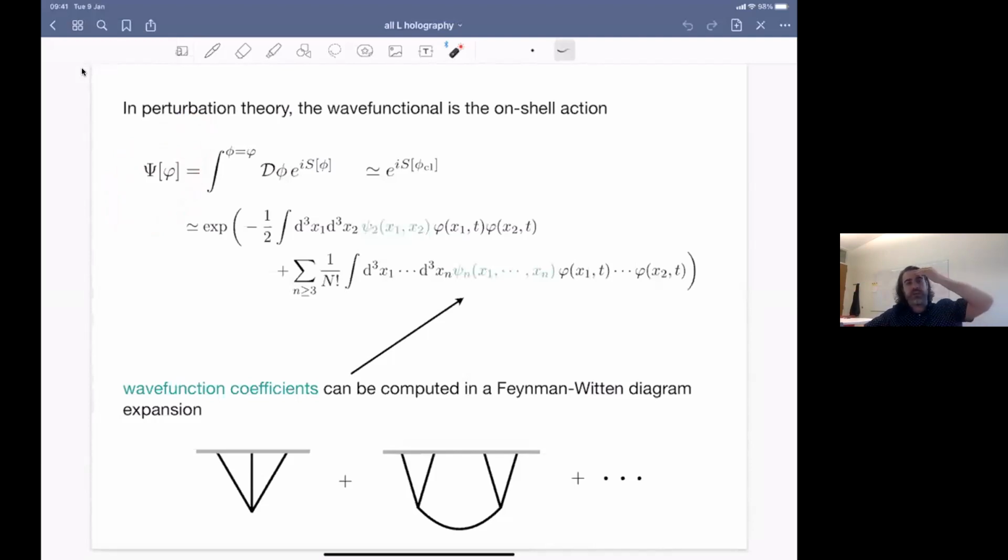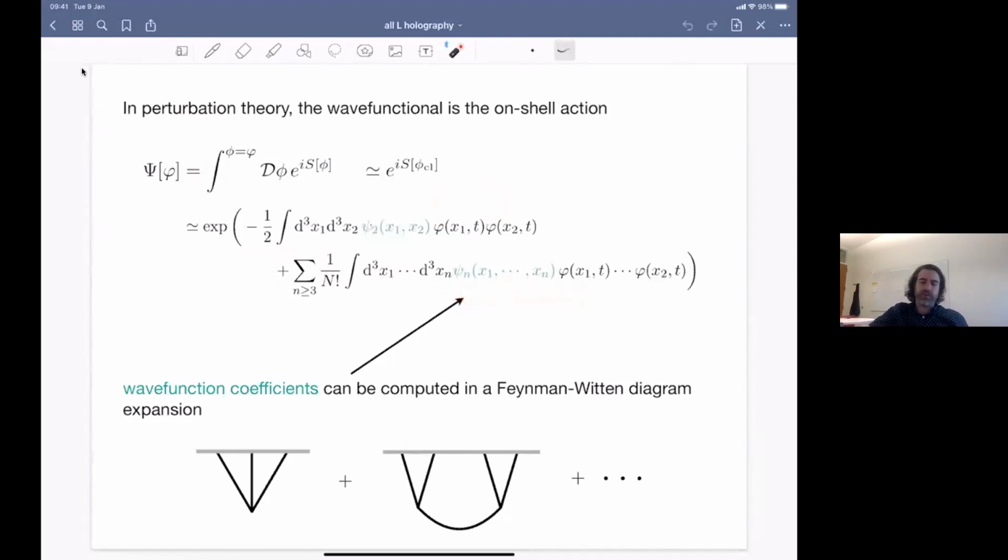So in perturbation theory, it's natural to expand this wave function in the following way. So I think of it as the exponential of some object that depends on field fluctuations. And then sort of order by order in perturbation theory, the wave functional is dependent on these sort of kernels that tell me how the field fluctuations at late times are correlated with each other. Okay. And it's really these objects that we want to compute, these objects that are called wave function coefficients for sort of obvious reasons. And the nice thing about these wave function coefficients is that they can be computed in a simple Feynman diagram expansion.